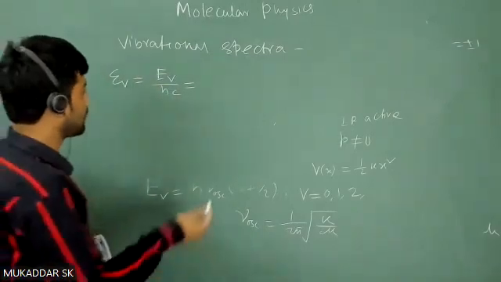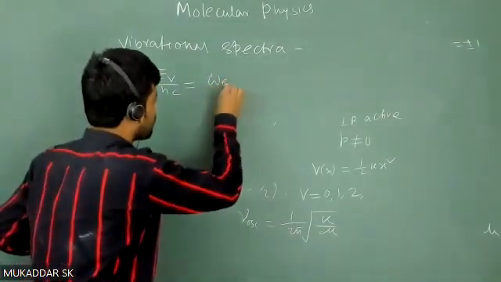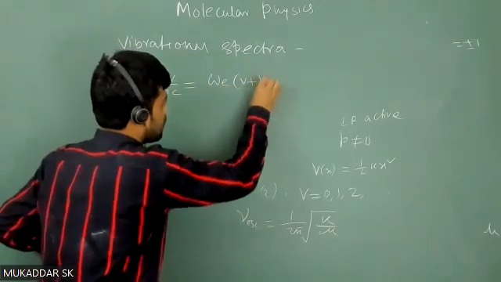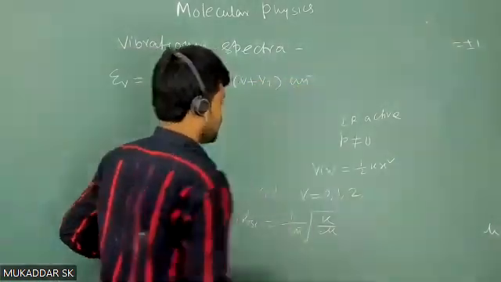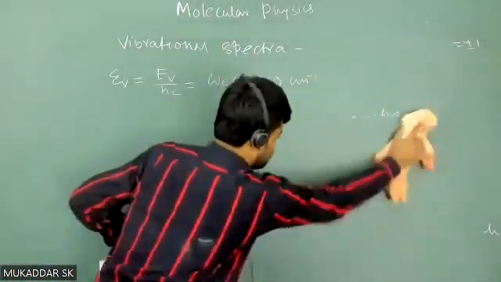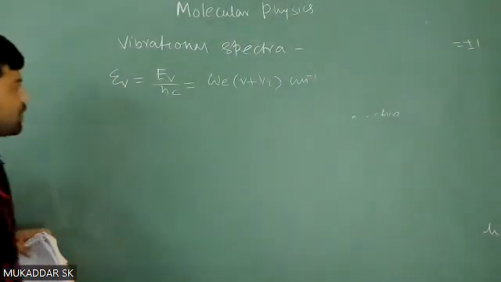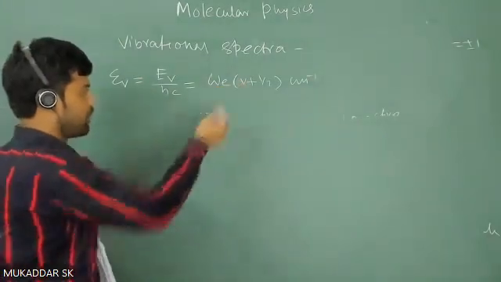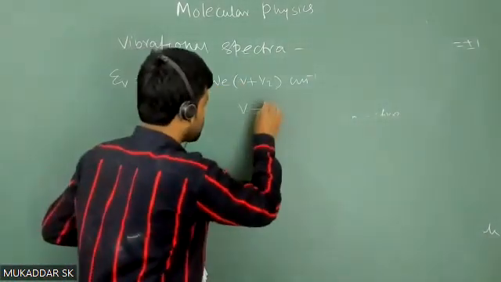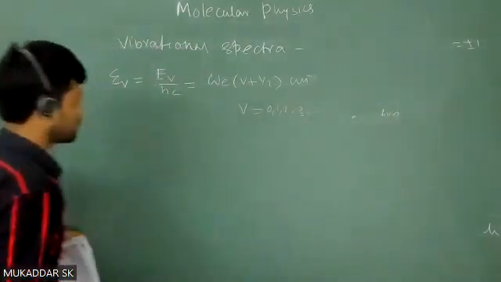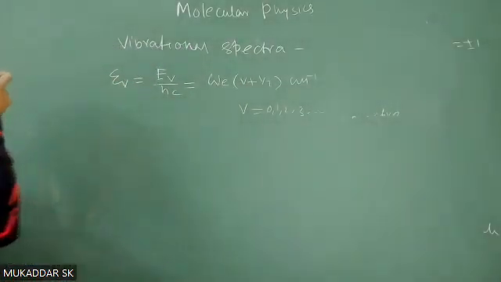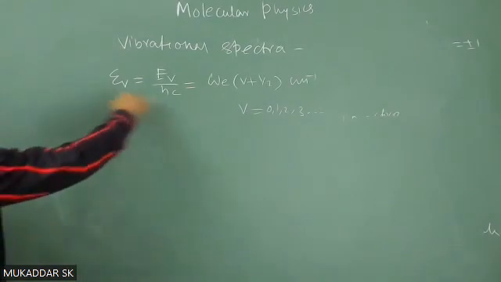Now if you do this, you will get omega e into v plus half, and of course the unit will be centimeter inverse. And v can again take values 0, 1, 2, 3 and so on. Now see that it contains that discrete energy. This is a discrete energy, right?